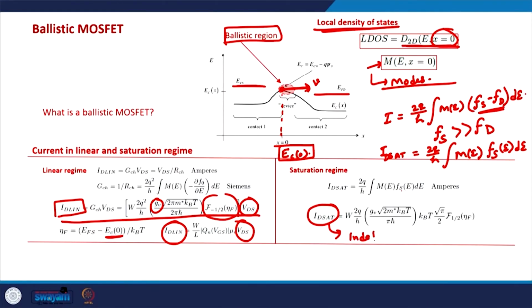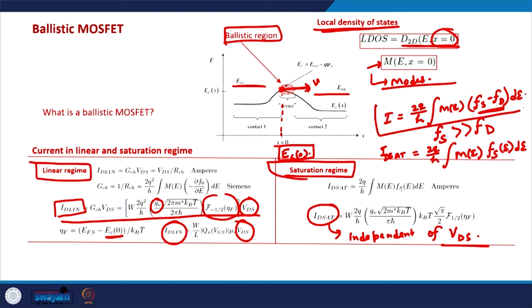It is no longer dependent on VDS, or it is independent of VDS. Okay, so these are the extremes of the current. One is the linear regime, with an extremely small applied VDS, and one is the saturation regime, where a large VDS is applied. For a general expression we need to start from this and do the calculation.